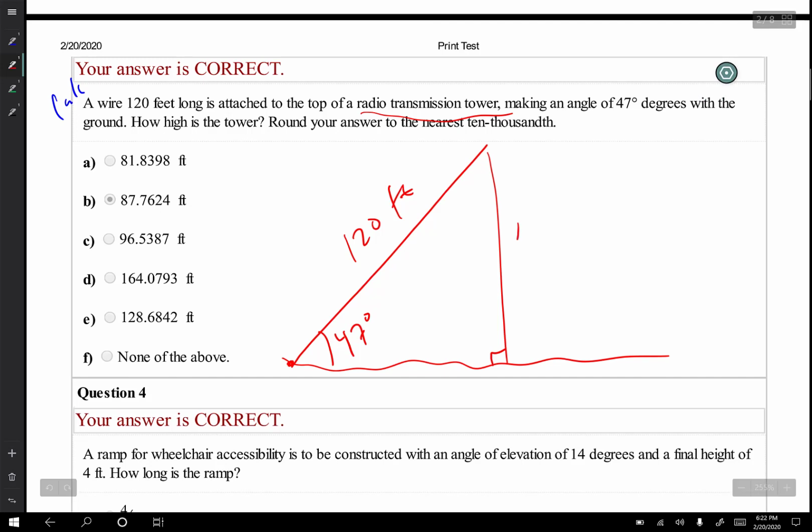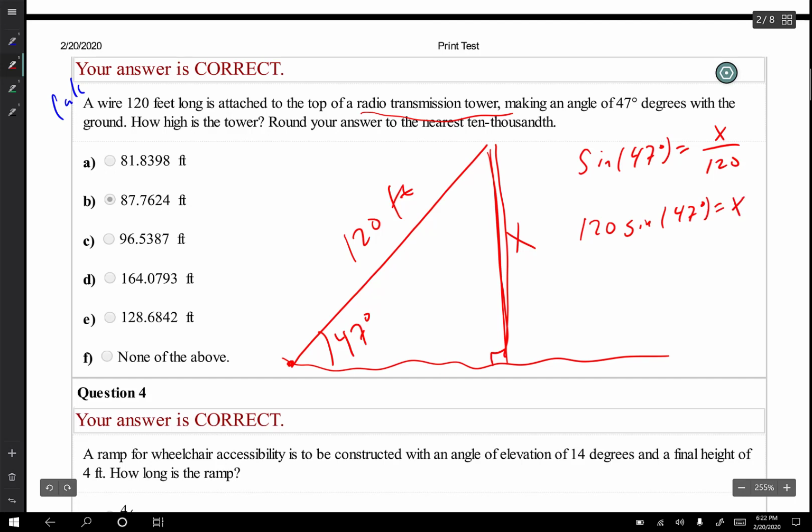Okay, so I want this distance. How tall is this tower here? So with respect to 47, the x is opposite. The 120 is hypotenuse. So I'm going to write sine. So sine of 47 degrees equals opposite x over 120. So 120 sine 47 degrees equals x, and I'm just going to type it in like that, guys. So I'm going to write 120, and I'm going to go sine, and I'm going to go 47. Let's see what we get.